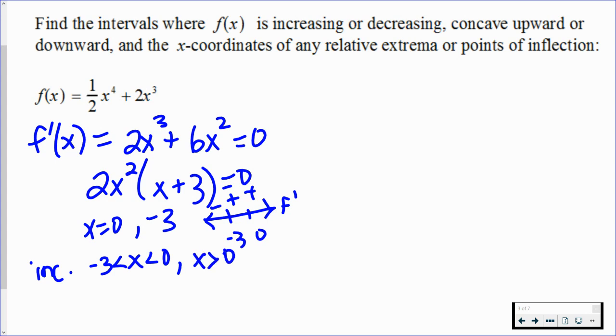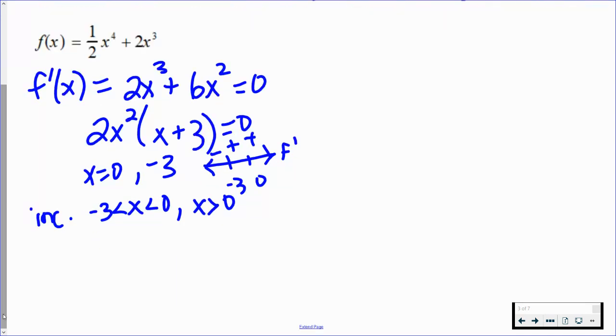Now, some of you may be asking, why did we not write that as a single interval? The reason for that is we know that the derivative is equal to 0 at 0, so that means it's not increasing or decreasing there. So we can't include that in the interval. Decreasing, where our derivative is negative, is when x is less than negative 3. And then relative extrema, let's see, we only have one.